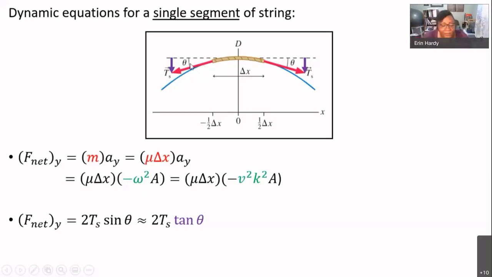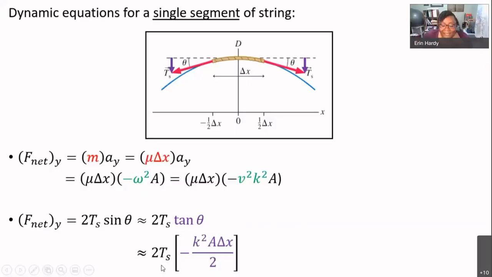Now the purple ink here indicates we're using the small angle approximation. In general, if you are dealing with an angle smaller than about 10 degrees, the sine of that angle is not very different from the tangent of that angle. So I'm going to replace that sine theta with a tangent theta.